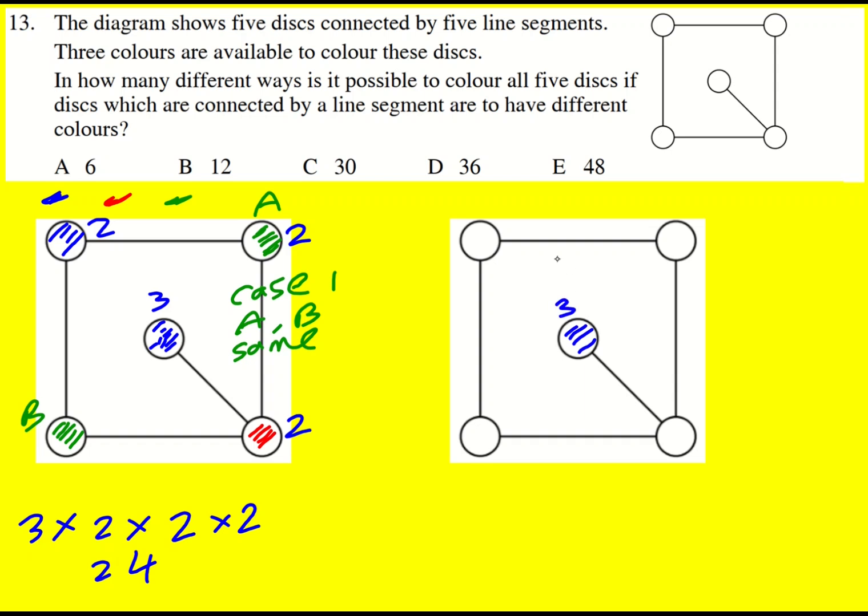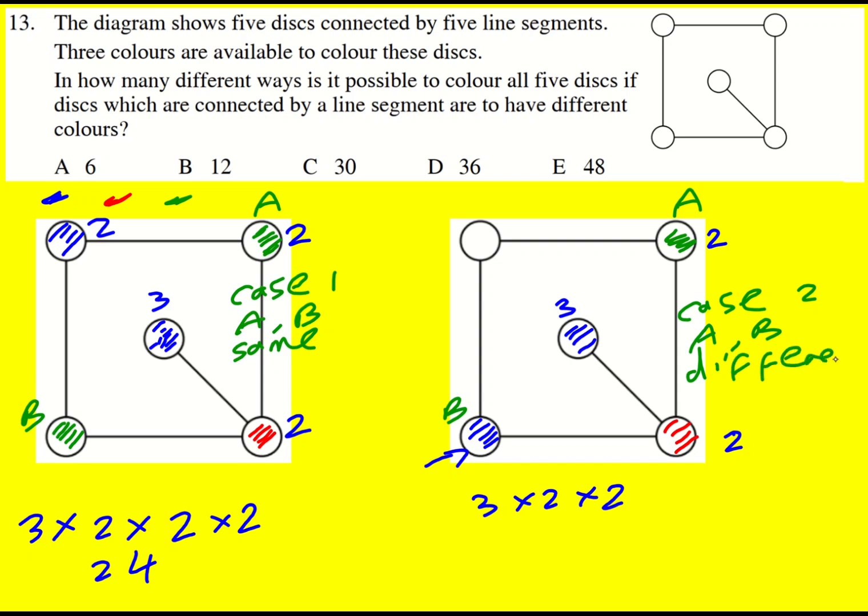But now I'm going to do the same setup, and two options up here. But I'm going to say that they're different colors. I've got 3 times 2 times 2. But that one's got to be different. Now, if it's different to green, it can't be red, so it's got to be blue. So this is case 2, A and B different.